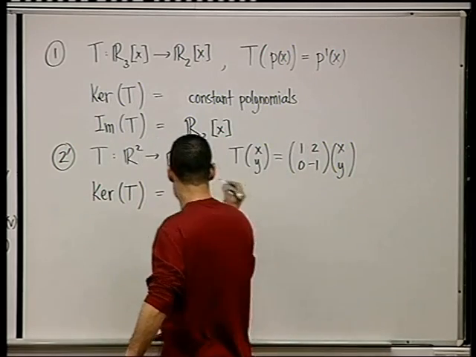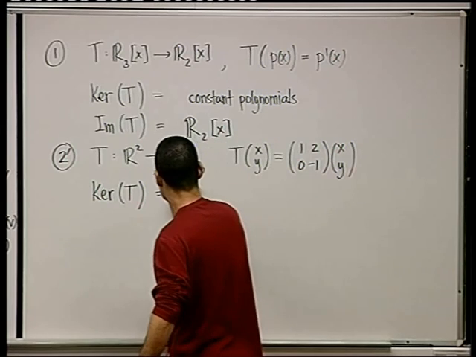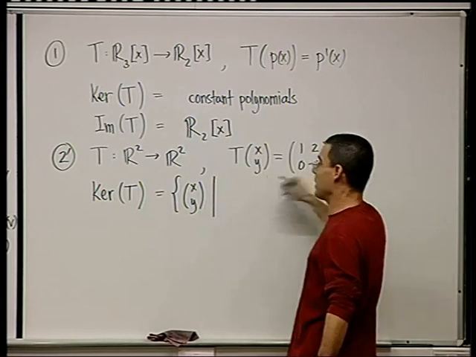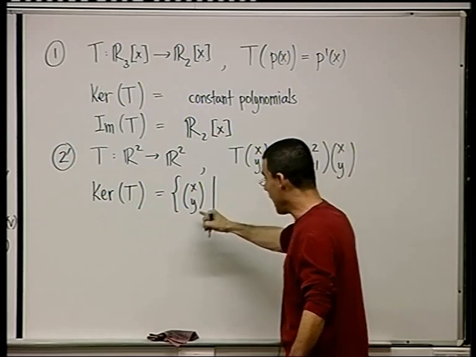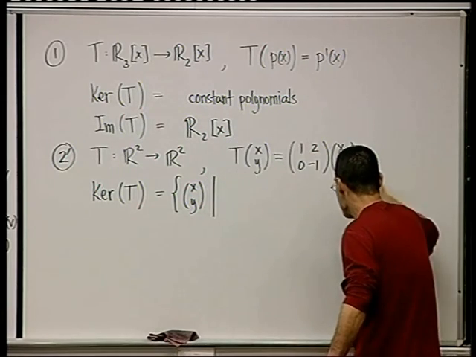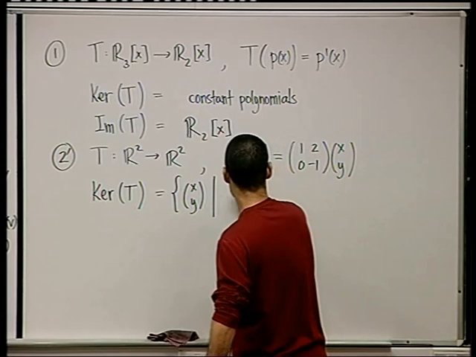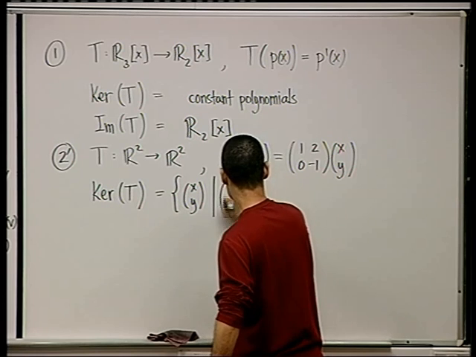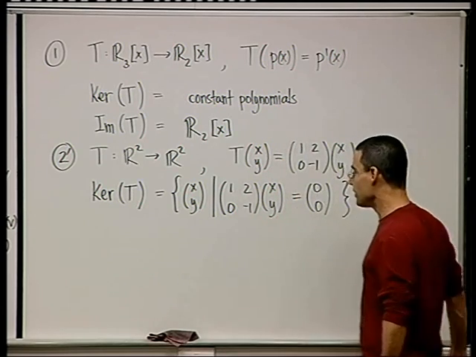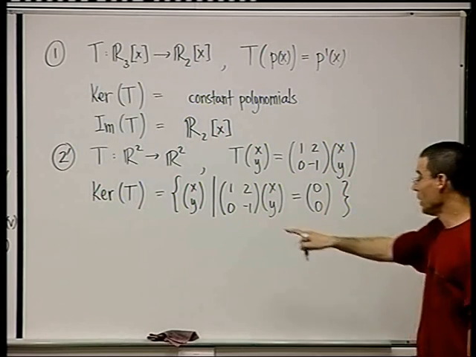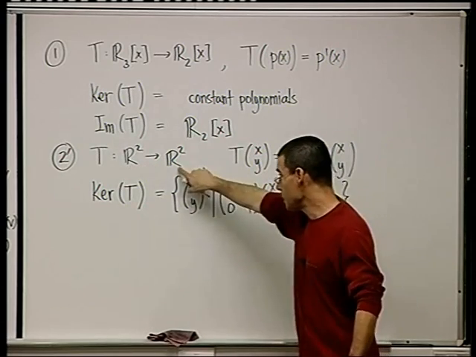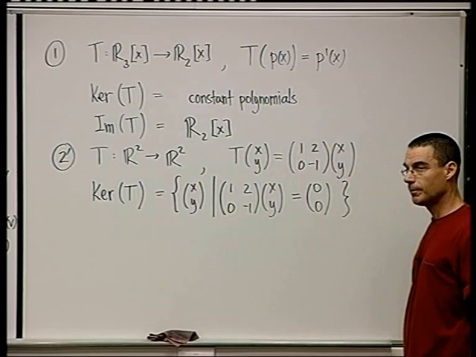What is the kernel? The kernel is all the xy's that satisfy that T of xy is 0, right? The kernel is all the guys that T sends to 0. So what do they need to satisfy? They need to satisfy that 1, 2, 0, minus 1 times x, y is 0. That's the kernel. Do you agree? All the vectors in the domain space, which is R2, such that T of the vector is the 0 vector in the range space. Okay? What do you see here?